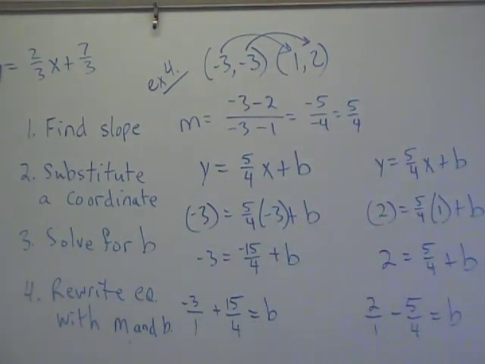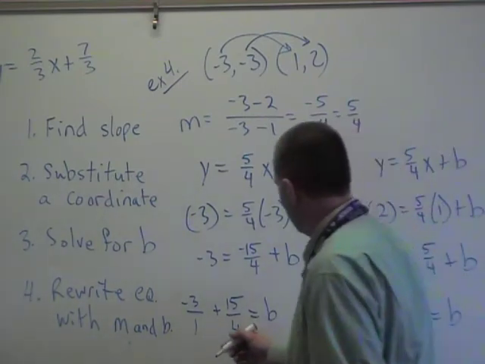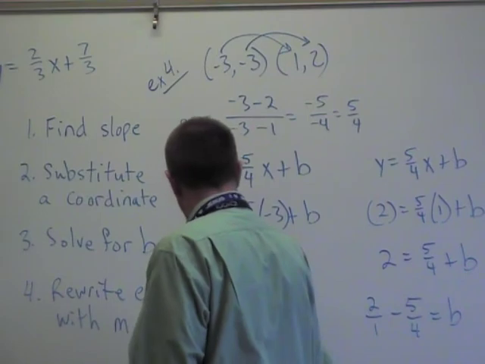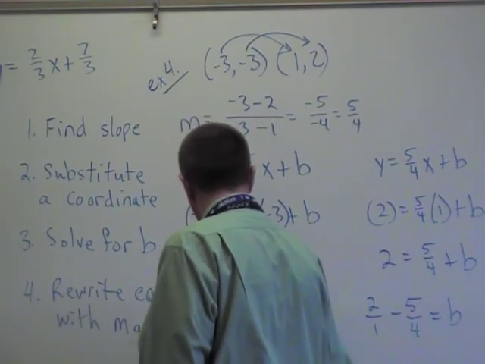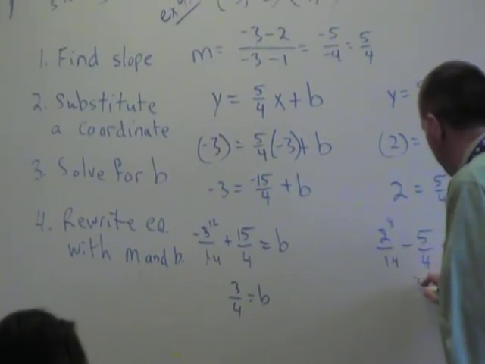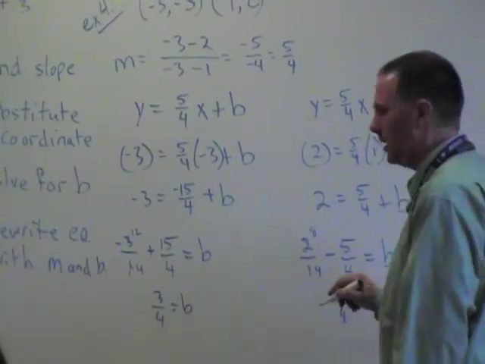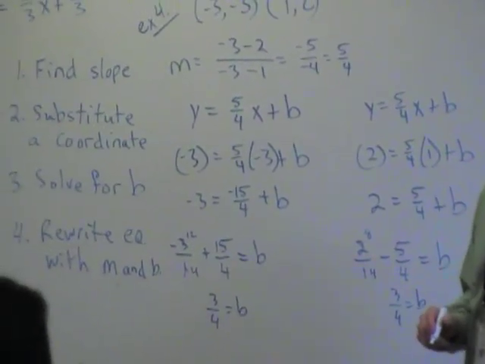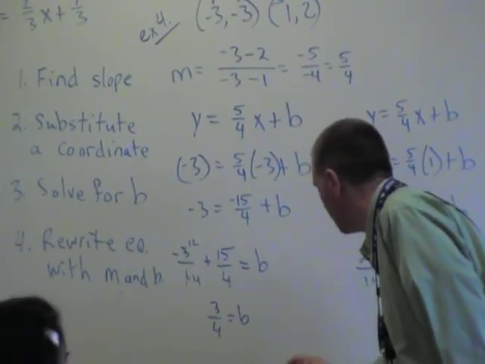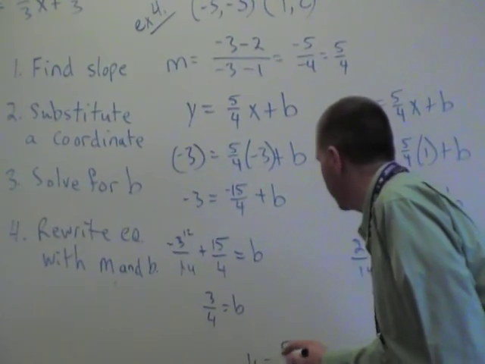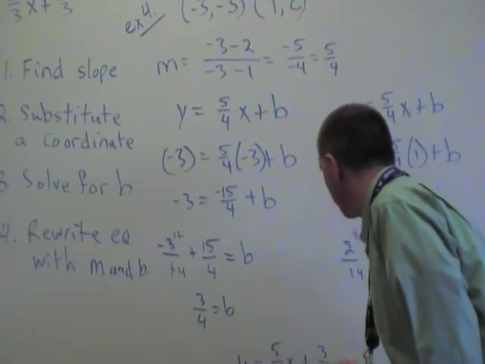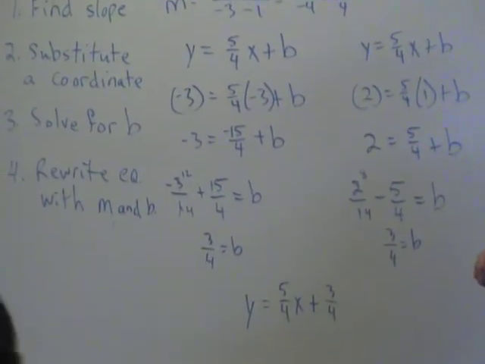All right, here we go. So, here's the common denominator. That's 3/4. Your common denominator, that's 3/4. See, you get the same answer no matter which coordinate you pick to substitute. So, we rewrite the equation, y equals 5/4 x plus 3/4. That's the equation.